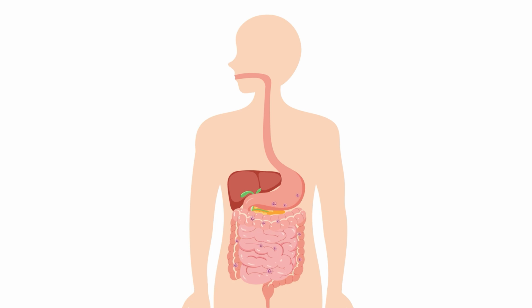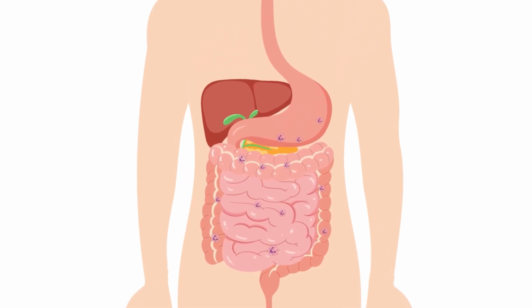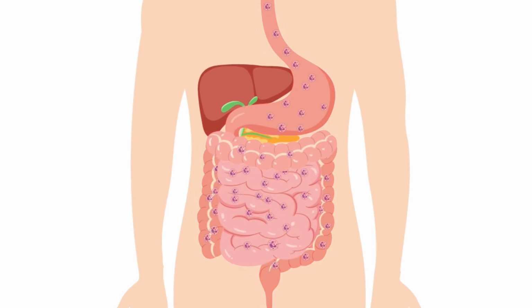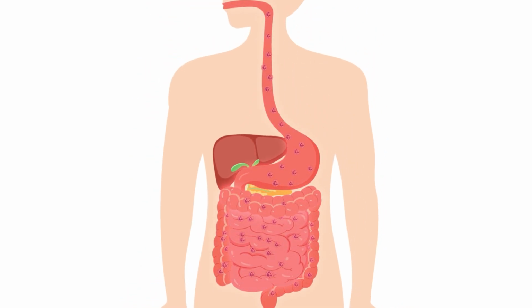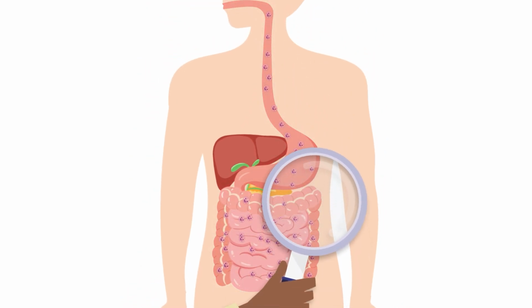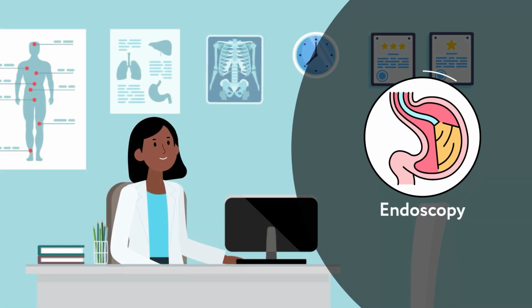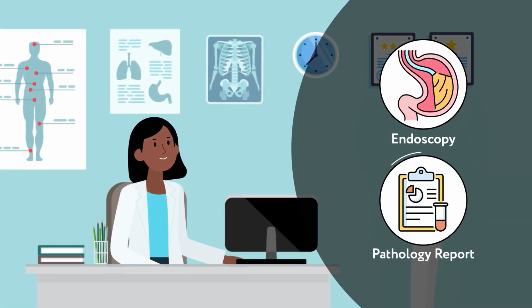It is normal to have some eosinophils in the stomach, intestines, and colon, but when there are higher than normal amounts found in one or more parts of the GI tract, an EGID diagnosis is considered. A doctor will use symptoms, visual evidence from the endoscopies, and the pathology report to arrive at a diagnosis.